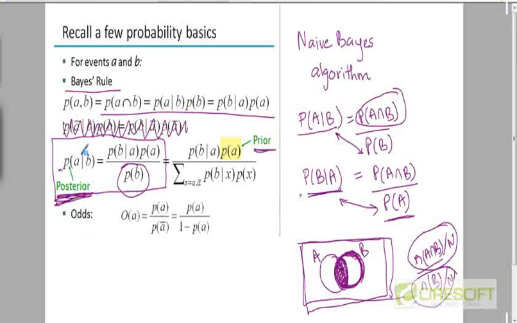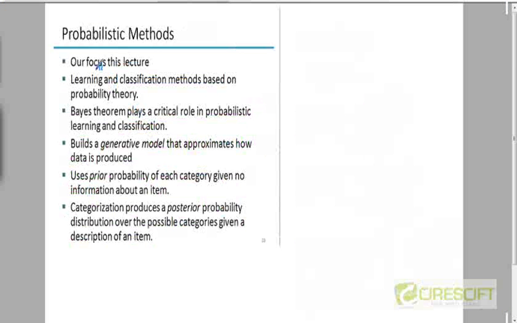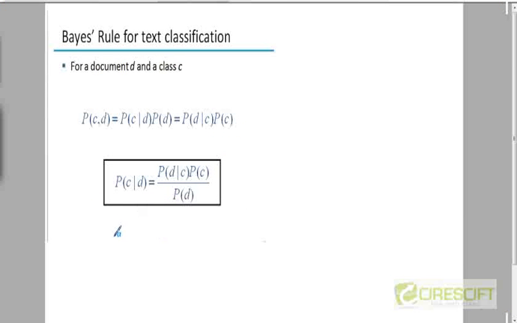So the posterior probability is the probability of an event given some evidence, and the prior probability is the probability of an event given no evidence. Okay. These two terms will become clear in a few minutes. I just wanted to introduce those two terms, but if you didn't understand them completely, hold on for a few more minutes. So this is the formula that we're going to work with.